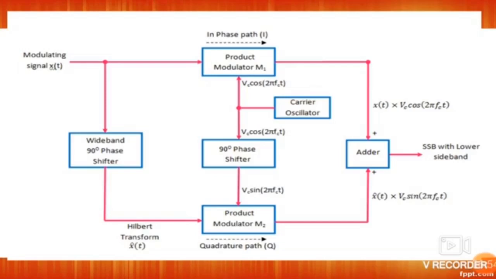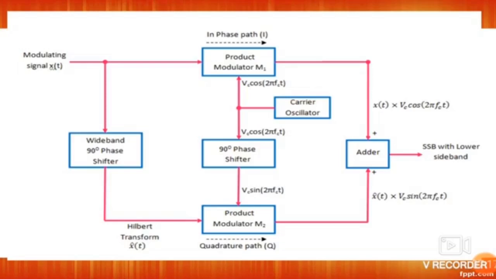In the upper part we have product modulator 1, and in the lower part we have product modulator 2. Both modulators require two inputs. One is the modulating signal, given directly to product modulator 1, and the carrier signal Vc cos 2 pi fct is also given as an input of product modulator 1. So these two are the inputs of product modulator 1, and the output of the product modulator is a double sideband suppressed carrier waveform.